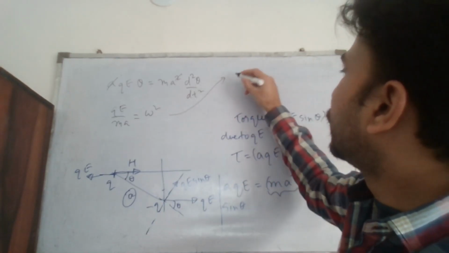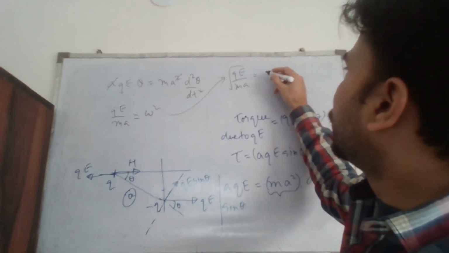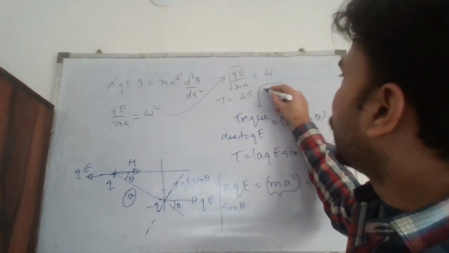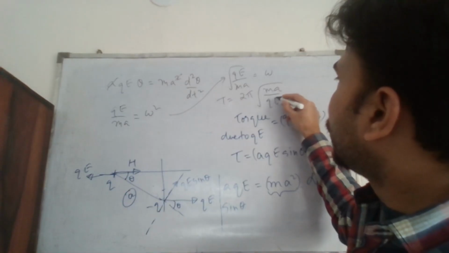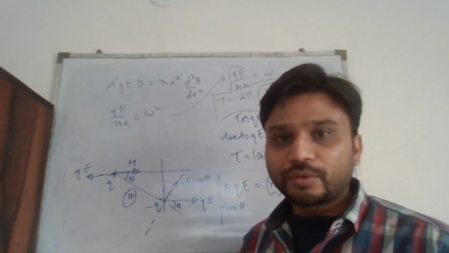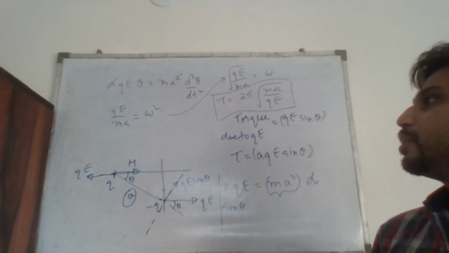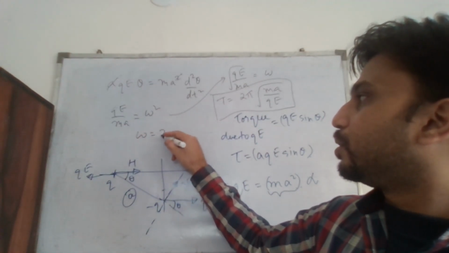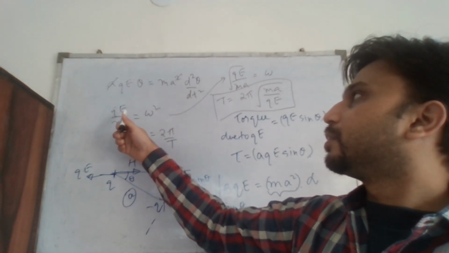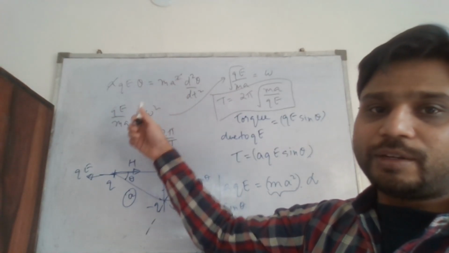From this we can write square root of QE by ma is equal to omega, or time period of oscillation is equal to 2 pi square root ma divided by QE. So this is the answer which you are looking for. Time period of oscillation is 2 pi square root ma upon QE, because omega is equal to 2 pi by T, and whatever the coefficient of theta is, that is omega square. So QE by ma, that becomes omega square.